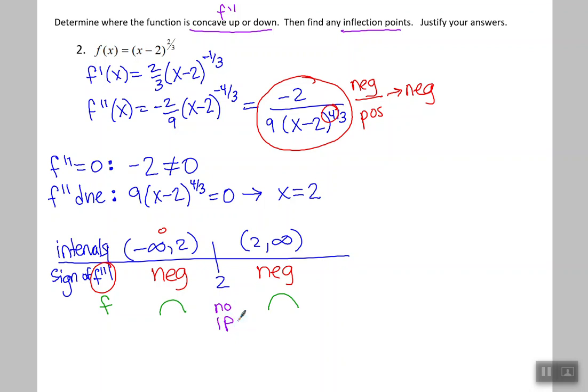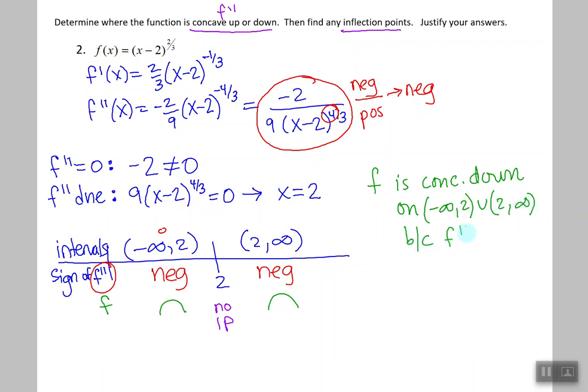Now, remember that we can't combine intervals with concavity if that's where the second derivative doesn't exist. So we'll make our conclusion by saying the function is concave down on the two intervals, negative infinity to 2, union 2 to infinity, because f double prime is negative, or less than 0. And then we'll write why we know there is no inflection point on the function f, and that's because the second derivative, f double prime, does not change sign.